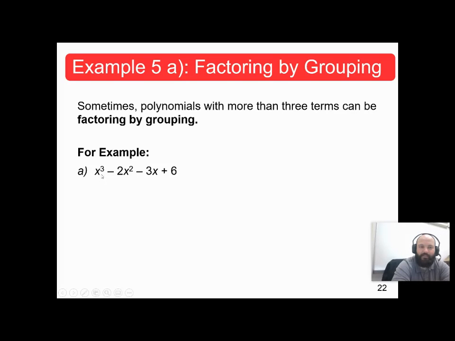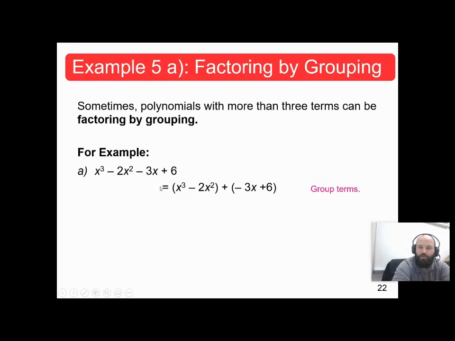So in this case, this has an x cubed, and then a minus 2x squared, and then a minus 3x, and then a plus 6. So you can see we have 4 terms. And so because we have 4 terms, we are going to group the first 2 terms together, and then we are going to group the second 2 terms together.